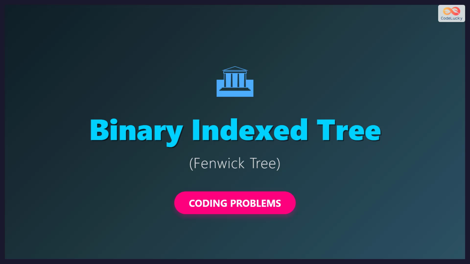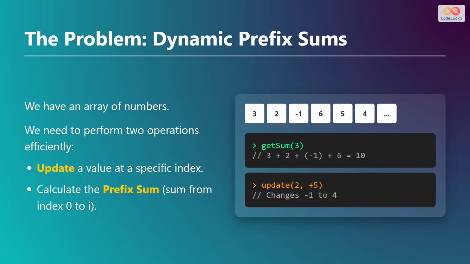Welcome. Today we are diving into a fascinating data structure known as the binary index tree, or Fenwick tree. It is a powerful tool often used in competitive programming to solve range query problems efficiently. Let's start with the problem it solves.